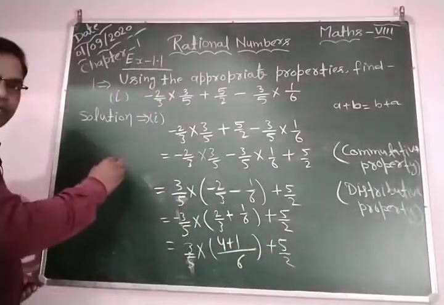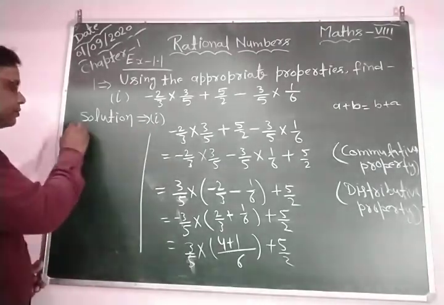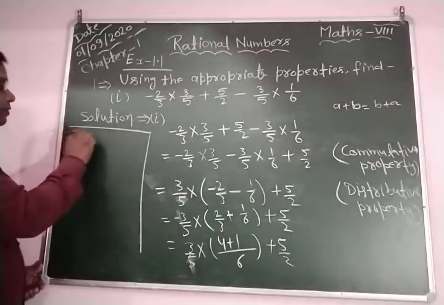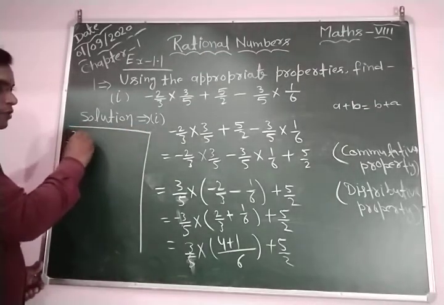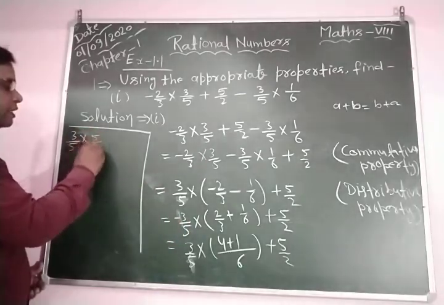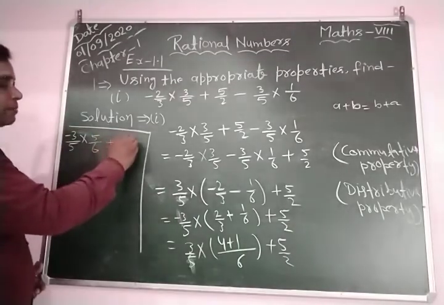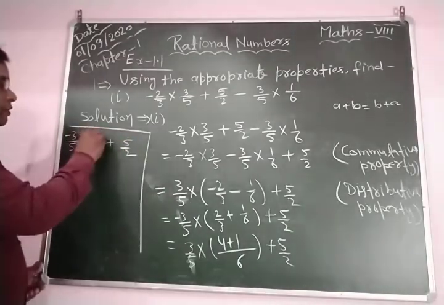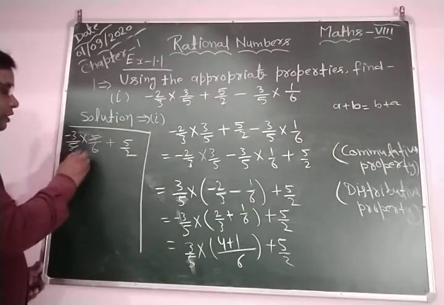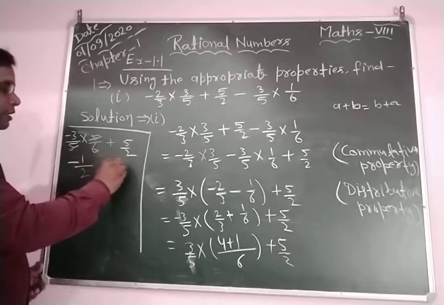So here you can see, this is equal to 3 by 5 into 4 plus 1, 5 by 6, minus, and here also plus 5 by 2. So you can see 5 cancels and 3 times 6. So 3 1 is 3, 3 2 is 6, and we have only 5 by 2.